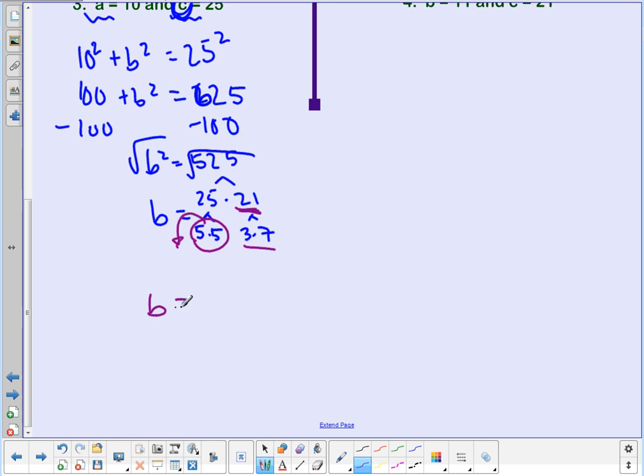So I have b is equal to, and I can use an equal sign because I have not made an approximate decimal. I'm keeping it as a simplified radical. So this is 5 times the square root of 21. That is my missing side length there.